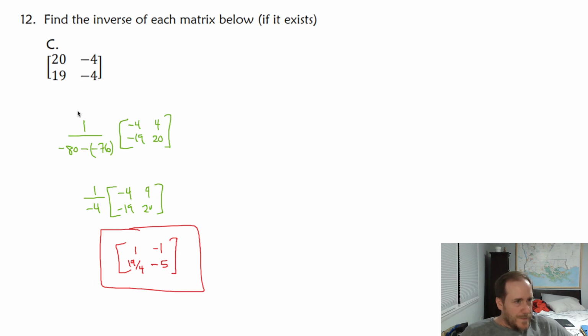And for 12C, you're going to get negative 80 minus negative 76. So that's a determinant of negative 4. We modify our matrix, meaning the negative 4 comes up and the 20 goes down, and the other two entries change their sign. So the negative 4 goes to positive 4, the 19 goes to negative 19. Now you distribute the 1/4, and you get positive 1, negative 1, positive 19 over 4, and negative 5. And so that is the inverse there. So there's 3 inverses. You should definitely be able to do inverses of 2 by 2s without too much trouble.